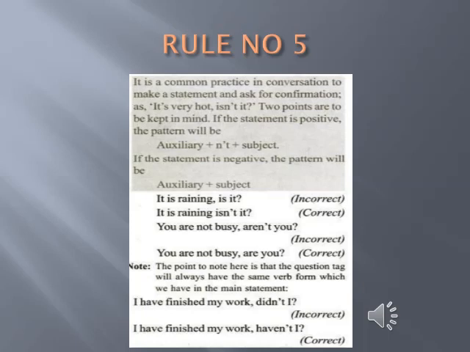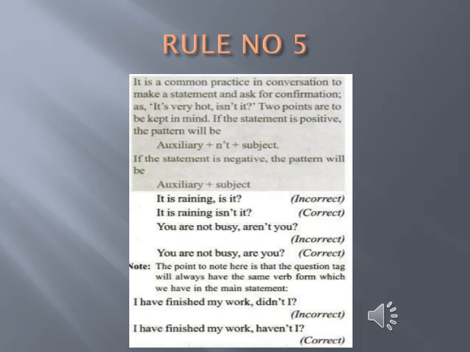2 points are to be kept in mind. If the statement is positive, then the question tag will be negative. If the statement is negative, the question tag will be positive. So the pattern will be auxiliary plus n apostrophe t plus subject. If the statement is negative, the pattern will be auxiliary plus subject.